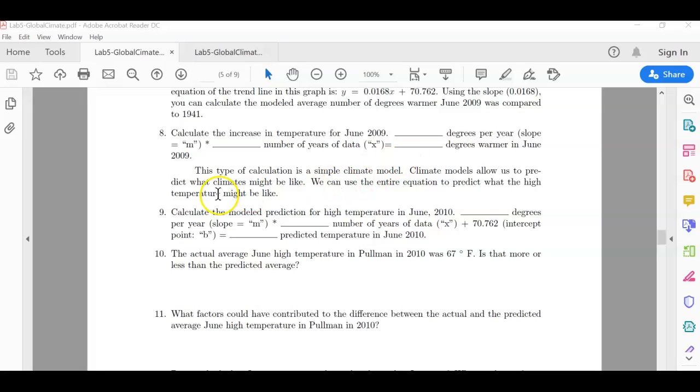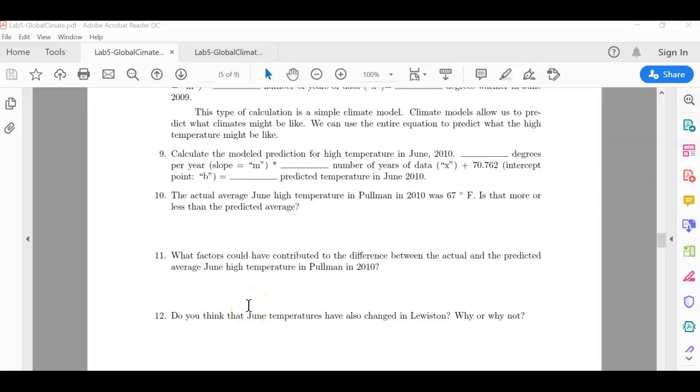All right, so this type of calculation is a simple climate model. Climate models allow us to predict what climate might be like. We can use the entire equation to predict what the high temperature might be. So in this case, we are using the whole equation for the high temperature, not just how many degrees warmer it was. We use the slope times the number of years of data, but this time 70 instead of 69, and then you add the y-intercept, or that b value. So you're going to have a predicted temperature for June of 2009.